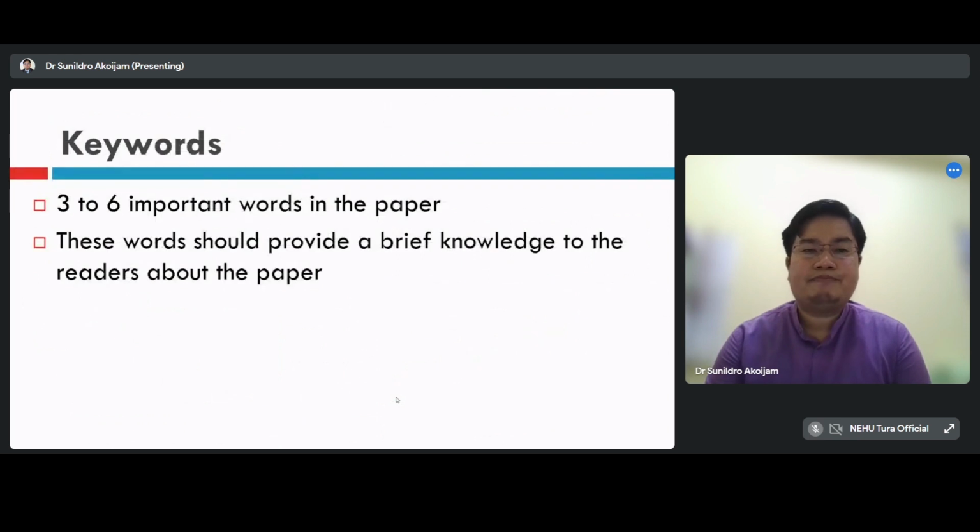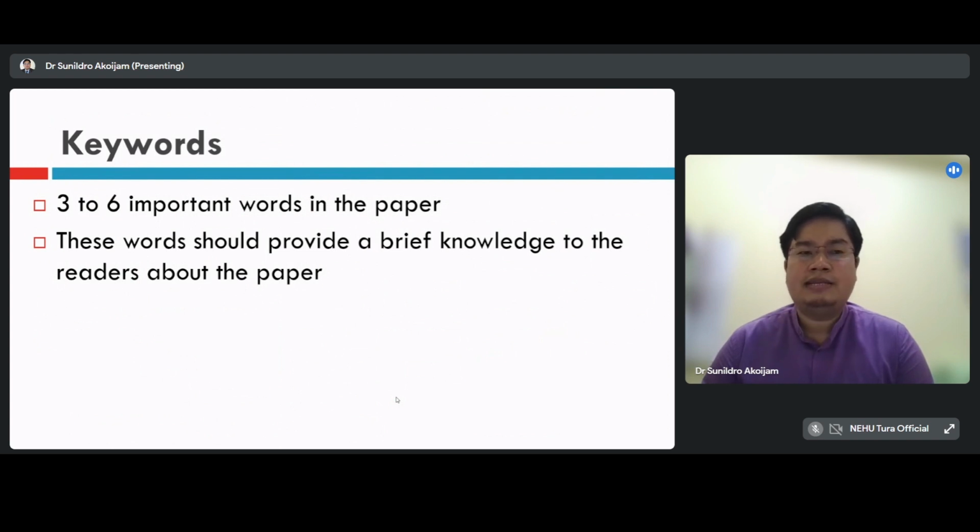After the abstract, next come the keywords. Again, let me tell you, there are various misconceptions in terms of how to write keywords. Many people think, okay, let's take 5-6 words from the paper, without realizing whether those words are the actual reflection of the work that you have done.